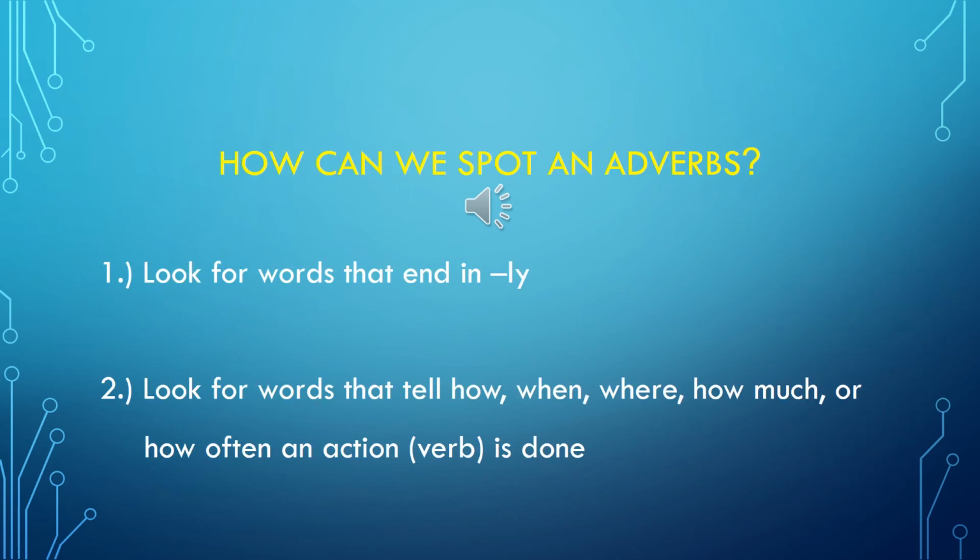How do we identify adverbs within a sentence? Well, the number one key to look for is words that end in ly, like quickly, softly, patiently. That is a big red flag that is an adverb. Another way is to look for words that explain how, when, where, how much, or how often an action is done. The action would be your verb. So the word describing the verb would be your adverb.